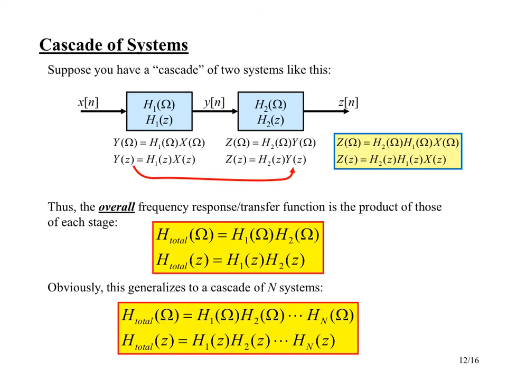So the rest of these notes here, I want to just hit on a few additional things, like, for example, the cascade of systems. We mentioned that briefly when we talked about convolution.